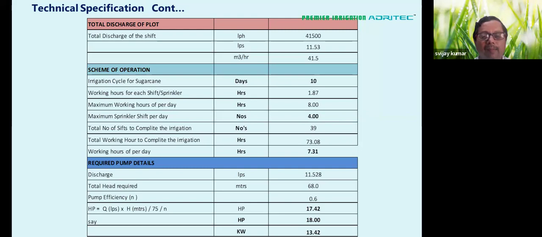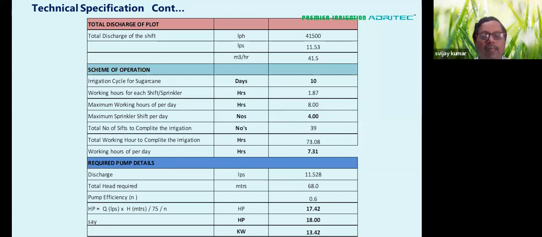And now coming to the scheme of operation, which I explained again, it is a 10-day cycle, and the working hours for each shift we calculated is around 1.87 hours, and the maximum number of working hours is 8 hours. So each shift will take around 2 hours. So 4 shifts are going to come, and the total number of shifts that has to be covered, we already saw, for the 10-day cycle is going to be 39, and the total working hours to complete is going to be 73 hours in total, but per day it is only going to be 7.31. So that is very easy.